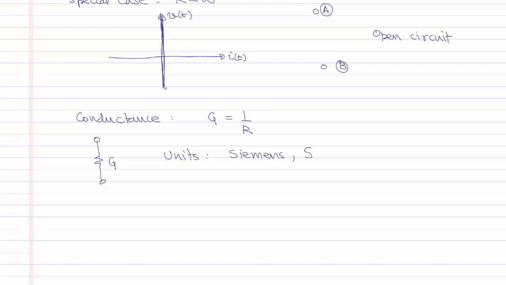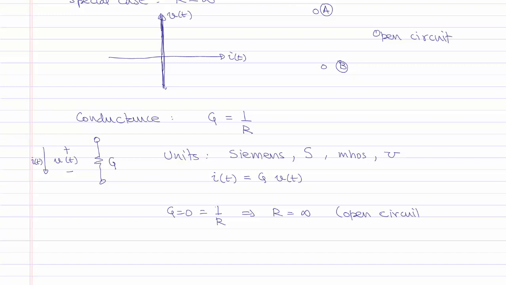In other books, it is common to write the units of conductance as mhos, which is essentially ohms written backwards, or occasionally to show the symbol, the Greek letter omega, inverted. In the case of a conductance, the voltage and current are related as well, and the expression becomes i(t) is equal to G times v(t). We note that a conductance of value 0, which is equal to 1 over R, implies that the resistor value is equal to infinity, which is the same as an open circuit. And a conductance value of infinity, which is the same as a resistor value of 0, is a short circuit.